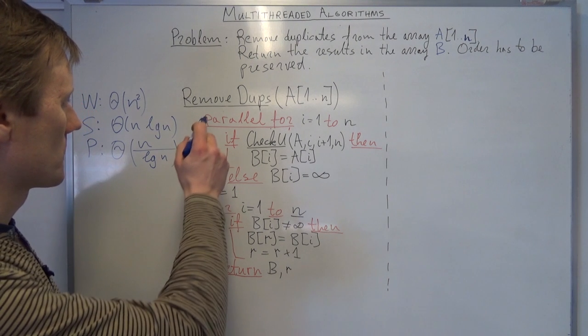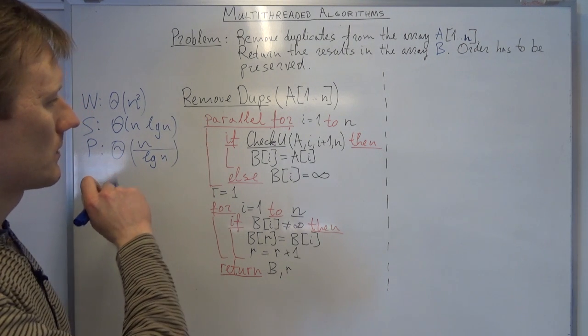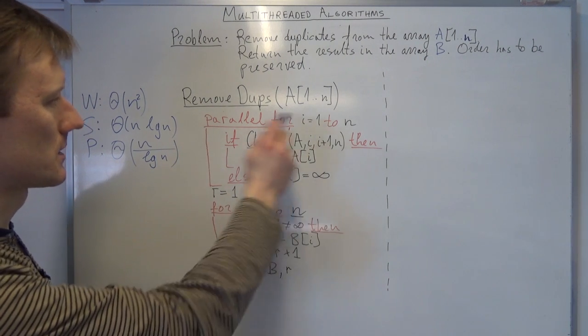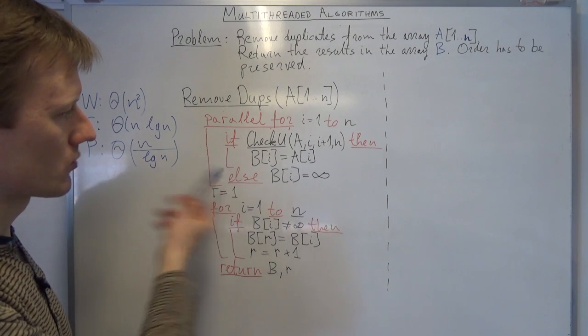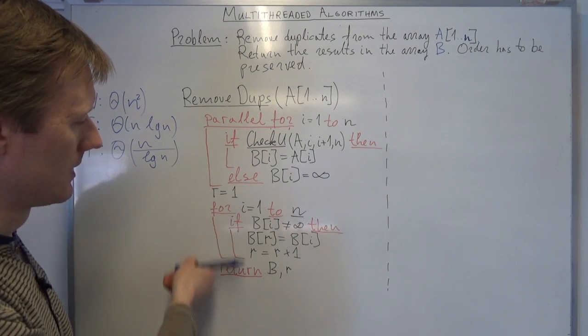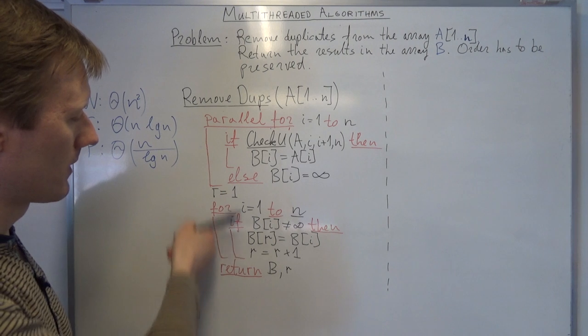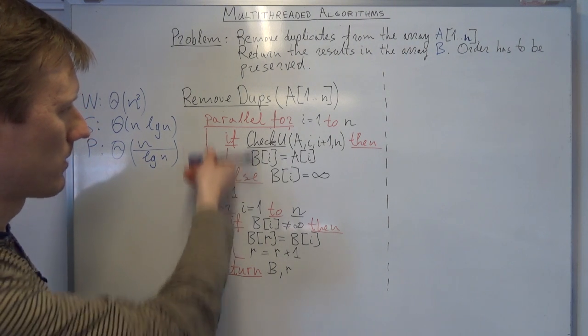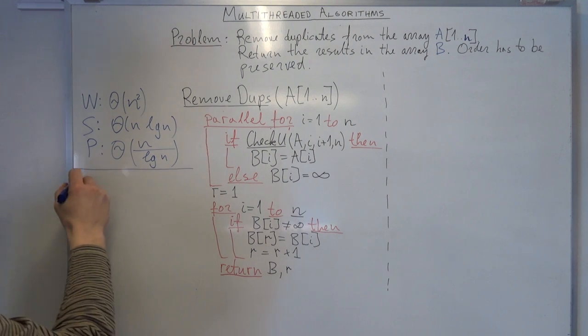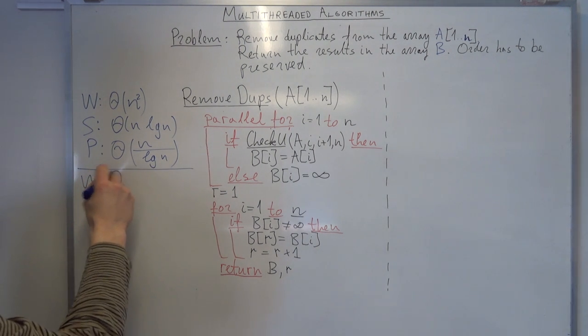First, let's look at work. So the work did not change. The work of this is still n squared, because we did not change anything substantial here, and we just added this linear part. So this part dominates. So the work is still n squared.